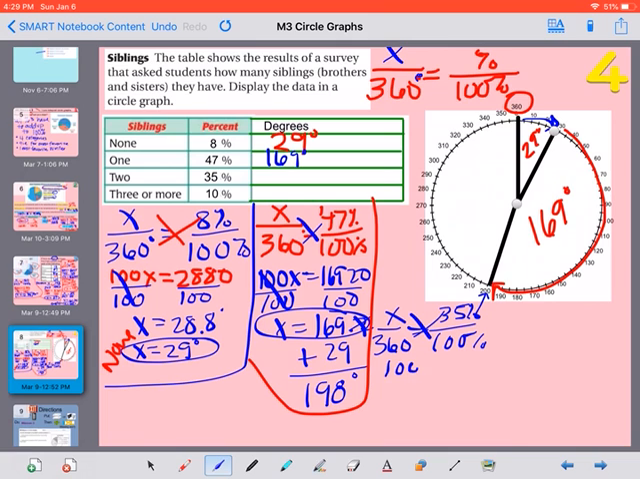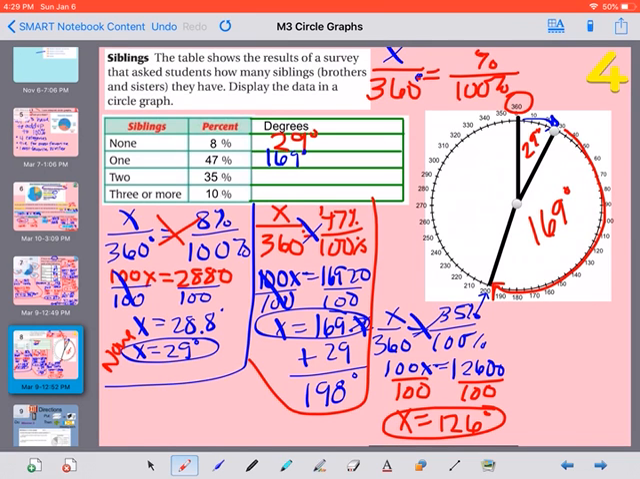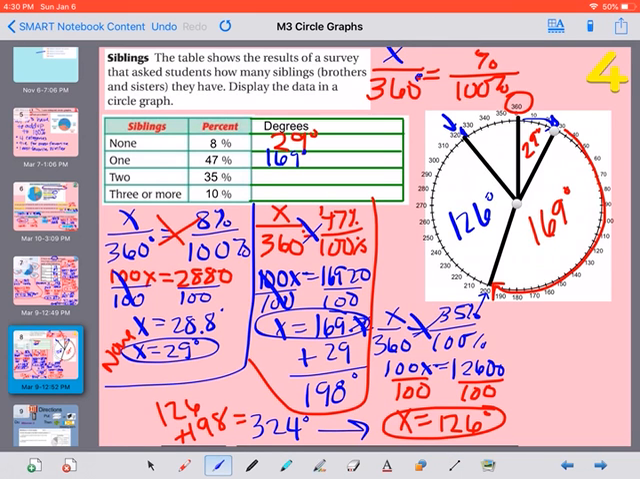So cross multiply. 100 times x is 100x. 360 times 35 gives me 12,600. I know I'm going a little bit quick, but we should know how to cross multiply. And we should get 126 degrees. But we're already at 198. So we have to add 126 plus 198, which is 324. So total we should be at 324 degrees. Well, here's 320. 324 is right there. So draw our next line. So that section was 126 degrees from here to here.